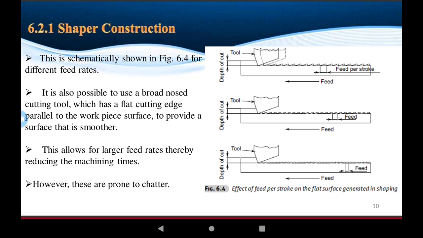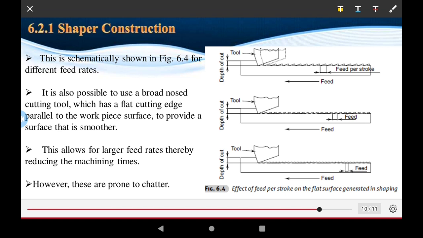There is the figure 6.4. This shows symmetrically different feed rates, selected for the different feed rates, one feed rate, two feed rate. And this is the depth of cut, this is the tool. The tool is also selected for cutting the metals. And this is the feed rate. The feed rate is the forward direction of the tool. And this is set for the feed per stroke, the feed per stroke.